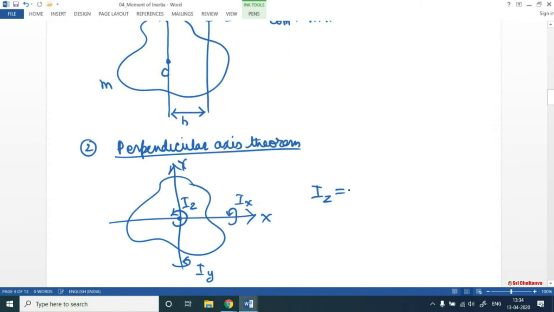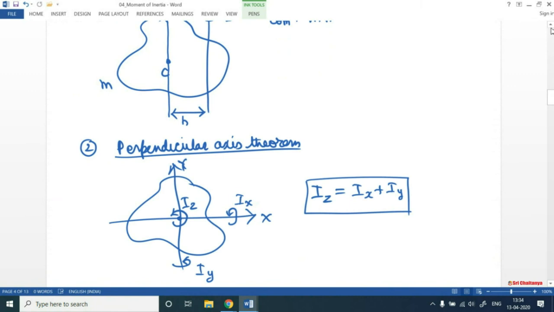It simply says Iz would be equal to Ix plus Iy, where you must notice that the plane of the body is in the xy plane and the z-axis is perpendicular to the plane of the body. Okay, so this is the perpendicular axis theorem.